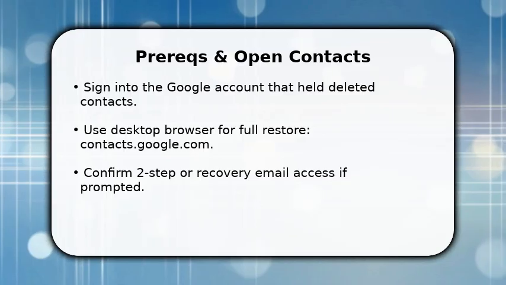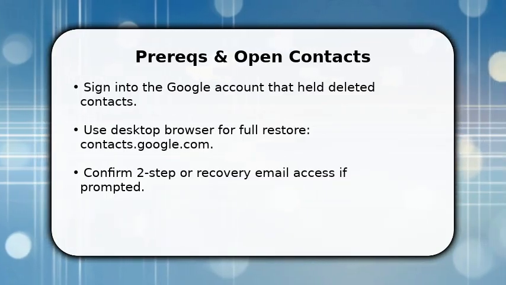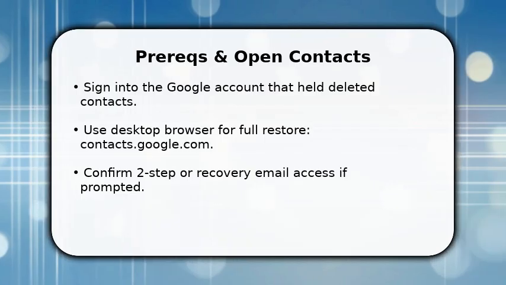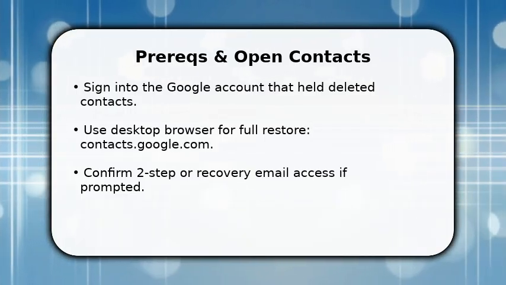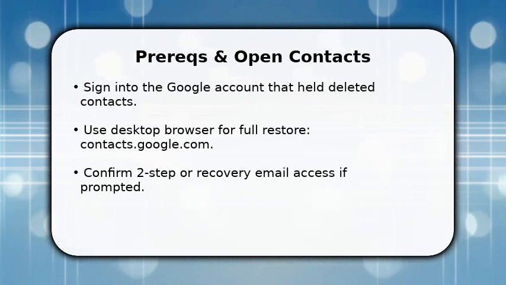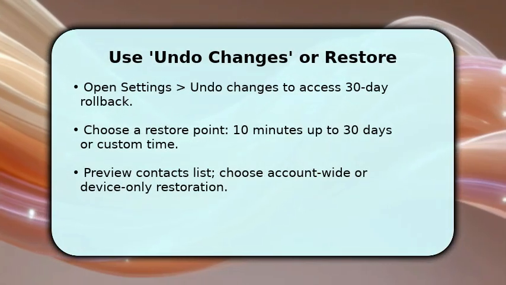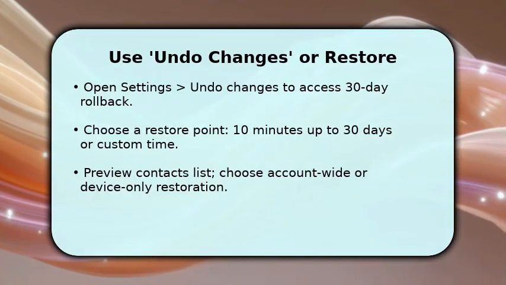Now click the main menu, three horizontal lines, to reveal options. This step places you directly in the right account and interface, so the restoration controls become available immediately without trial and error. Once in the menu, select Settings, then Undo changes to access Google's built-in rollback.